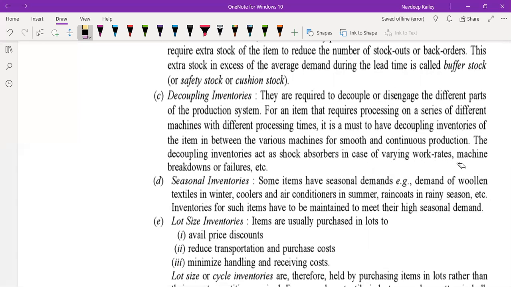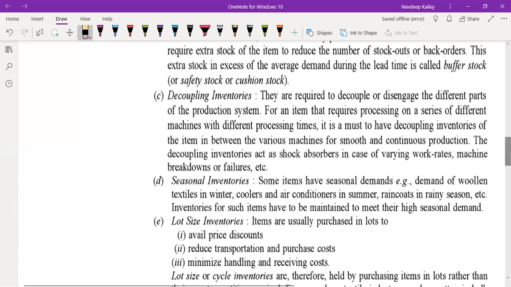Seasonal inventories are those inventories of items which have seasonal demands, like demand of woolen textiles in winter, coolers and air conditioners in summer, raincoats in rainy season, etc. Inventories for such items have to be maintained to meet their high seasonal demand.